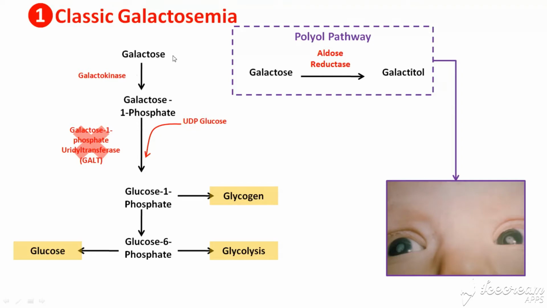Galactose is also going to be shunted towards another pathway because this pathway is broken down. It's going to be shunted towards the polyol pathway. Now in the polyol pathway, galactose is going to be converted into galactitol by the enzyme aldose reductase. Galactitol is going to reach the eye and accumulate in the lens. It's going to cause cataracts.